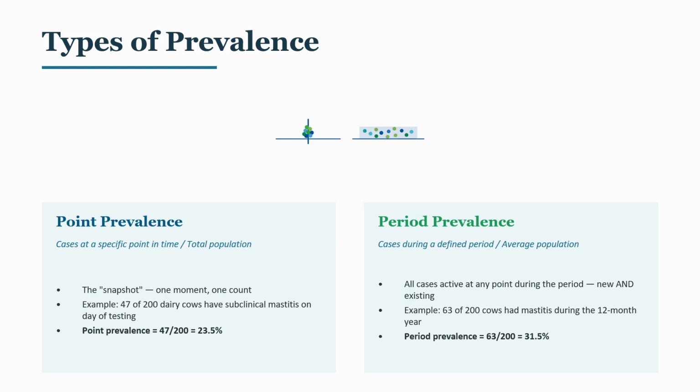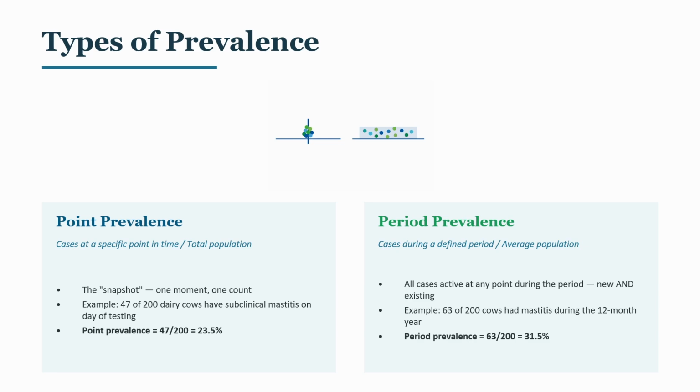Clear, unambiguous, time-specific. Period prevalence asks how many animals had the disease at any point during a defined time window. You review mastitis records for all 200 cows over the entire calendar year. 63 different cows had at least one mastitis episode during the year. Period prevalence is 63 divided by 200, which is 31.5%.